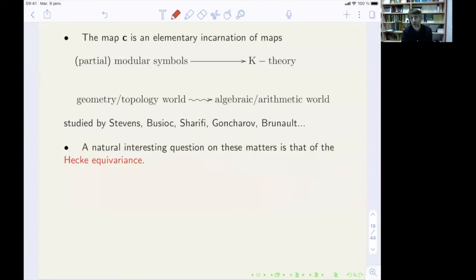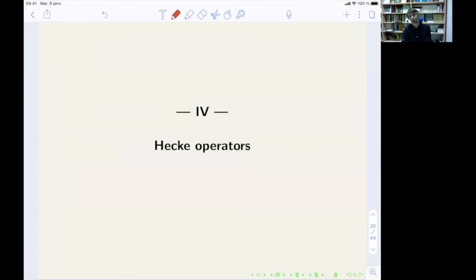What about the Hecke operators? How do they act on this map? Is there something from the modular world to say about the relation between products of cotangent function? So to do so, I have to discuss a little bit what are Hecke operators and make some computations with these Hecke operators. And so that's the first part of the talk.